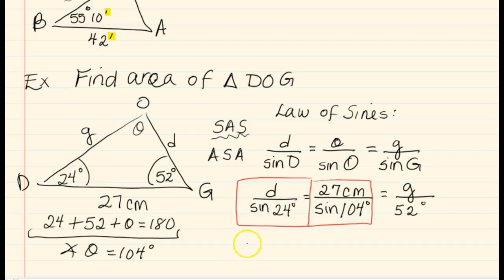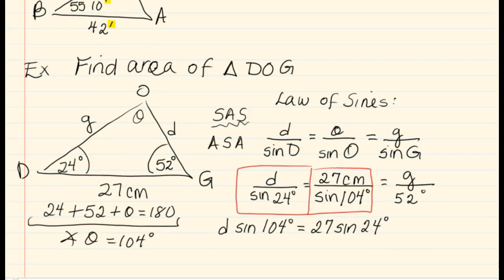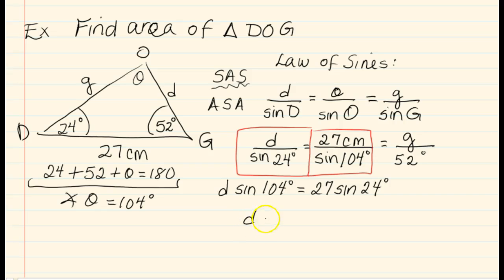For here, you should be able to do the math. We could do our cross products of D times sine of 104 degrees is equal to 27 times sine of 24 degrees. And we can see that we can solve for D and find that D is equal to 27 sine of 24 degrees divided by sine of 104 degrees. And we can stick that into our calculator and find that side D is approximately 11.3 centimeters.